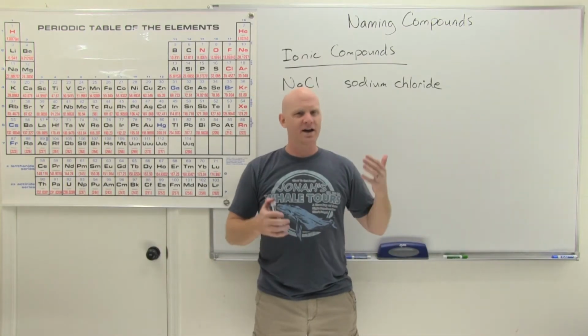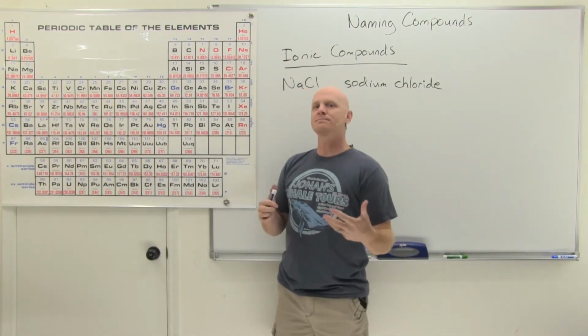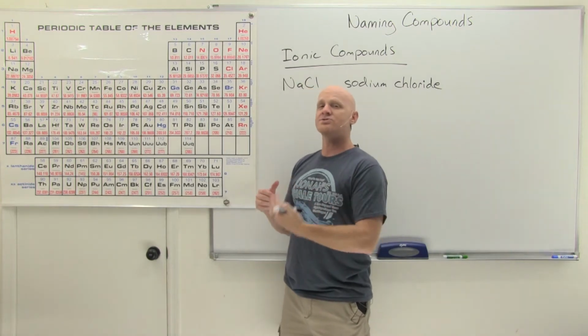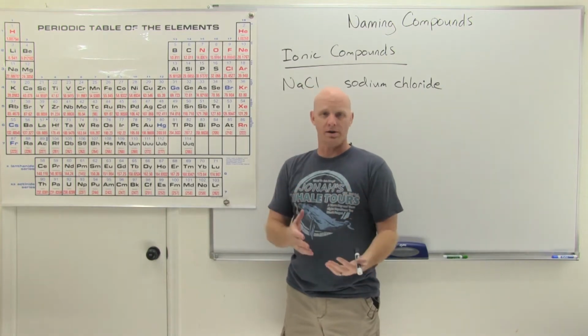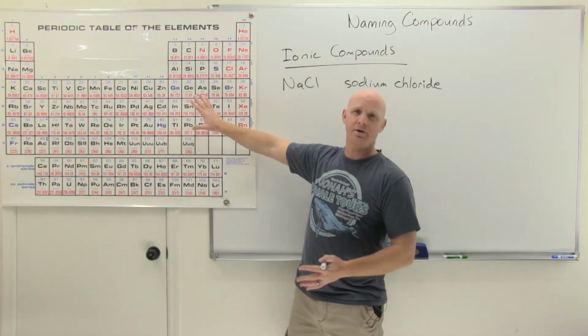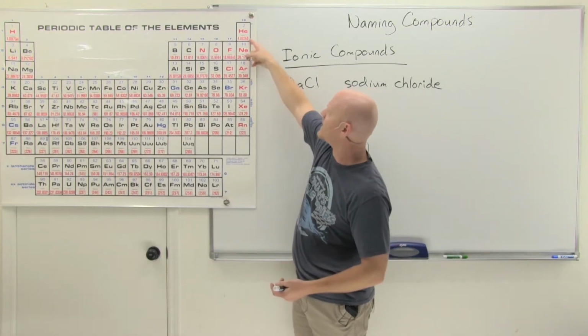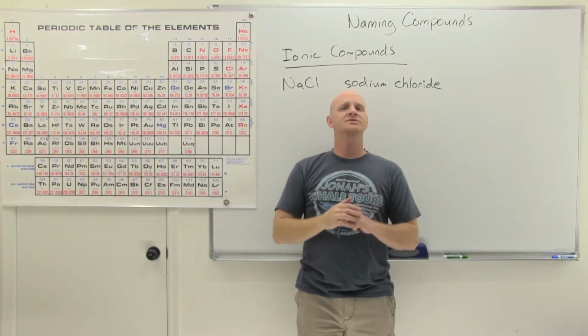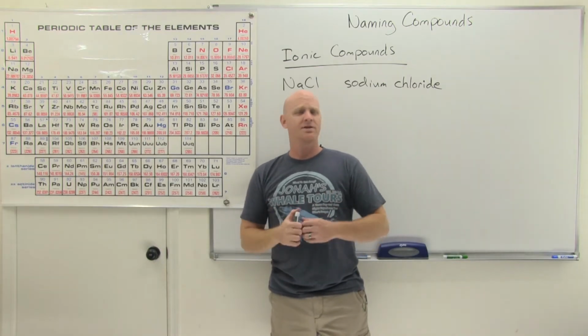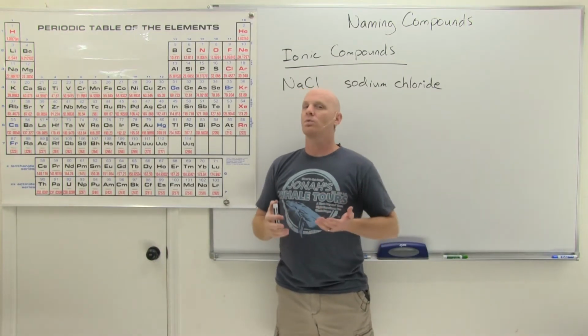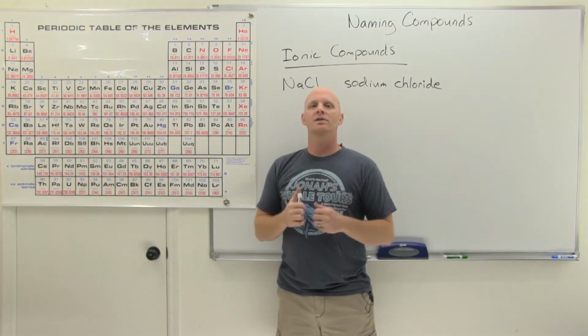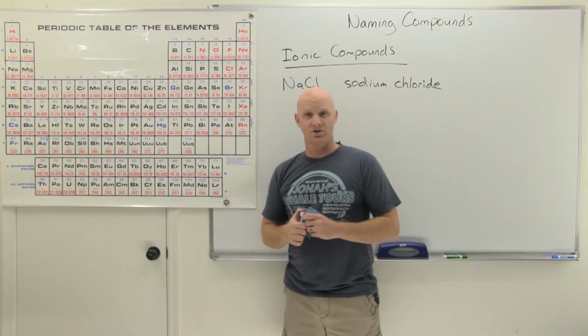All right, before we can dive into naming ionic compounds, it becomes important to realize that there are certain ions whose charge you can predict based on where they're located on the periodic table. It turns out these noble gases here are the coolest elements on the periodic table, and everybody, if they can, wants to look like a noble gas. What I mean is that everybody wants to have the same number of electrons as a noble gas.